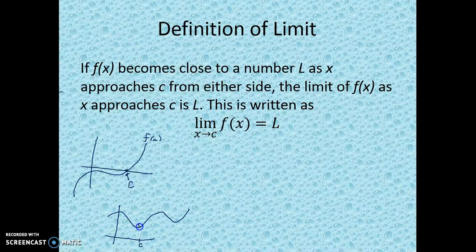Like it could be, if there was a hole there and this point was up here, the limit's not asking what is that point, it's asking what does it look like it's going to be. So if I was coming towards it from either direction, what does it look like it's going to be? And so we read this as the limit as x approaches c of f of x, and it is L. So that would be like the y value there is L, or here would be L.